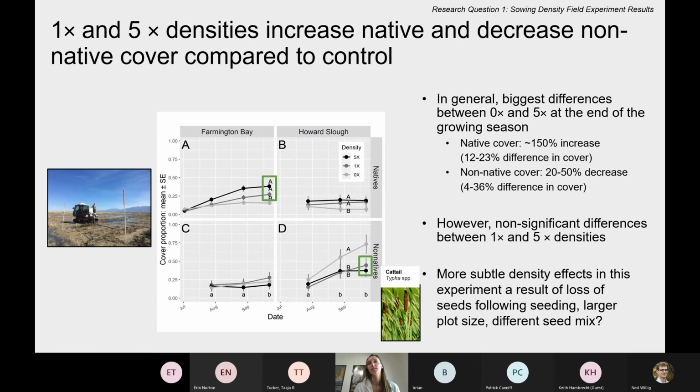It was surprising to see subtle density effects, considering the last experiment I was talking about was looking at 1x and 3x, and this experiment is looking at 1x and 5x. So why is that? I think we lost some seeds after we sowed, so that definitely could have affected our results. There was also a larger plot size, and some remnant litter left over. We also used a different seed mix compared to the other experiment, with different seed sources. All of these things could have affected our results. And even though we don't see significant differences between the 1x and 5x densities, I think it's important to note that we're still seeing the same trends, where the 5x is associated with higher cover and greater suppression.